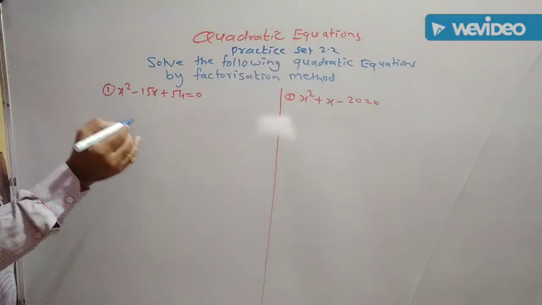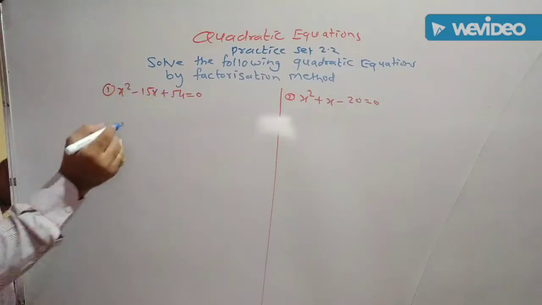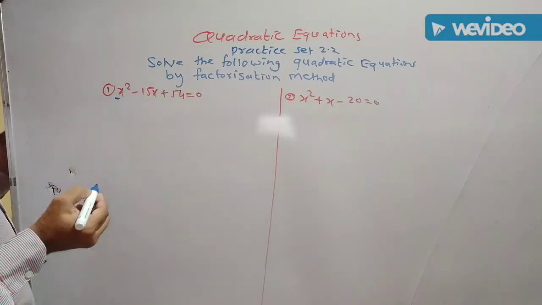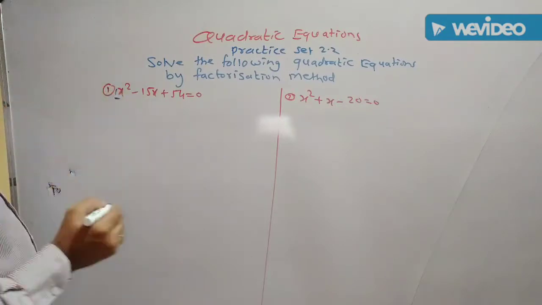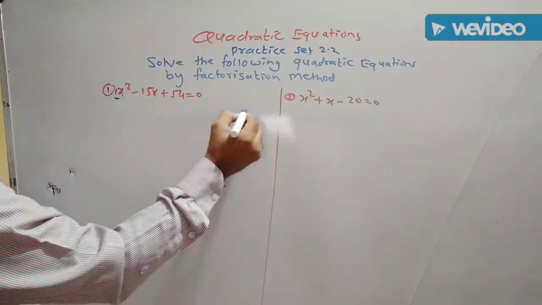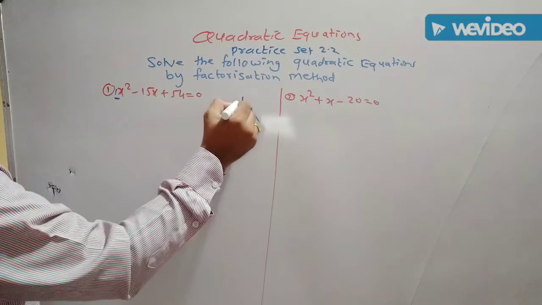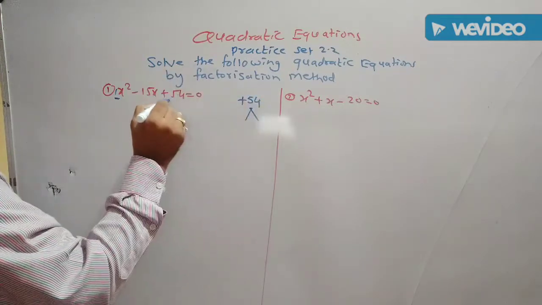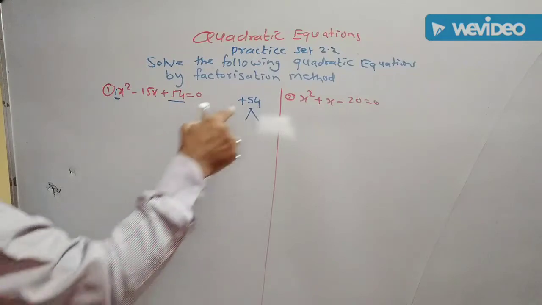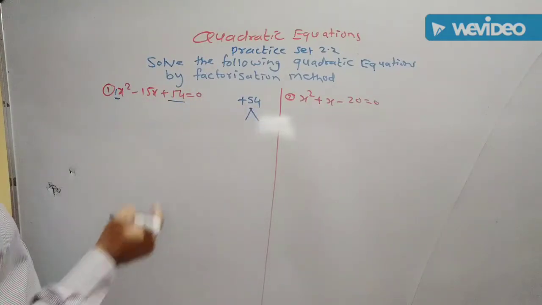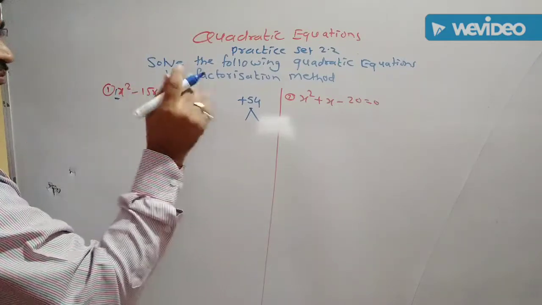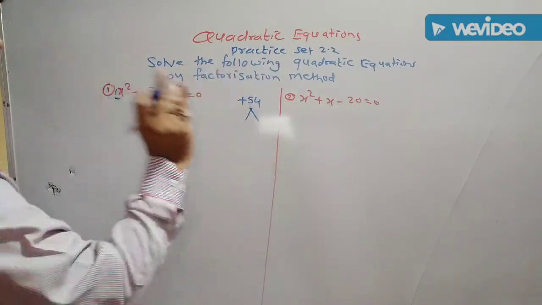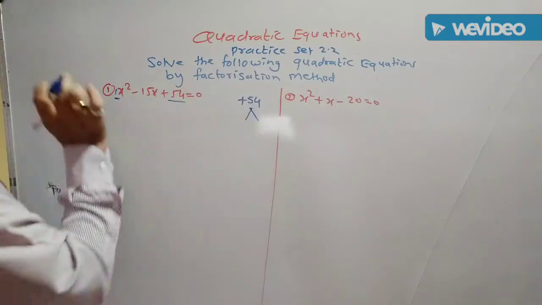For example, the first example is given: x square minus 15x plus 54 is equal to 0. If we see the coefficient of the square term, it is not given, therefore we consider it as 1. Now the coefficient of the square term is 1. Then in this type of example, we consider only the constant term with its sign. The constant term is plus 54, that is, the product is plus 54. Product is plus, therefore both the factors have the same sign, plus plus or minus minus.